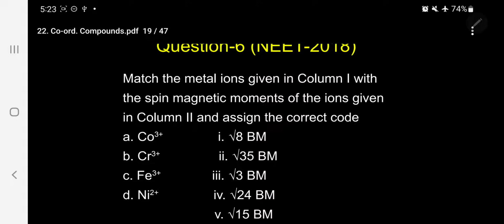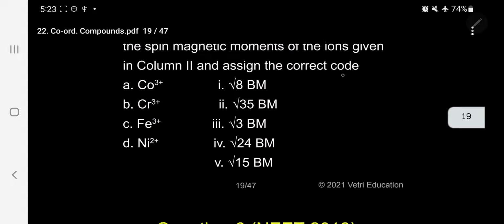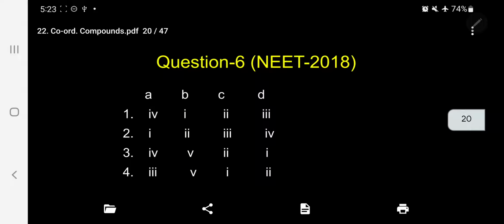This is the question asked in 2018. Match the metal ion given in column 1 with the spin magnetic moments of the ion given in column 2 and assign the correct code. The correct code is given like this: A with respect to 1, A4, B1, C2, D3. This is the assignment code.